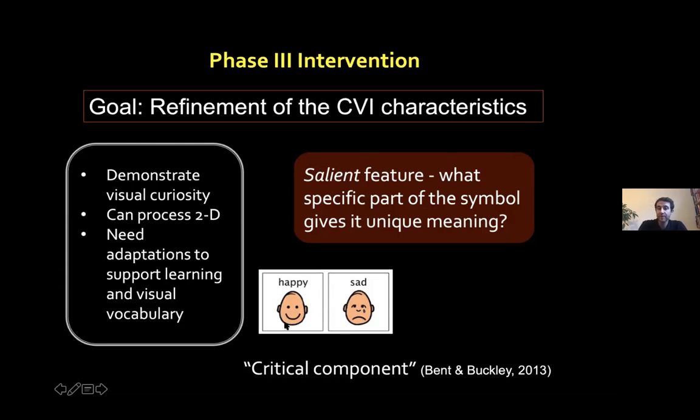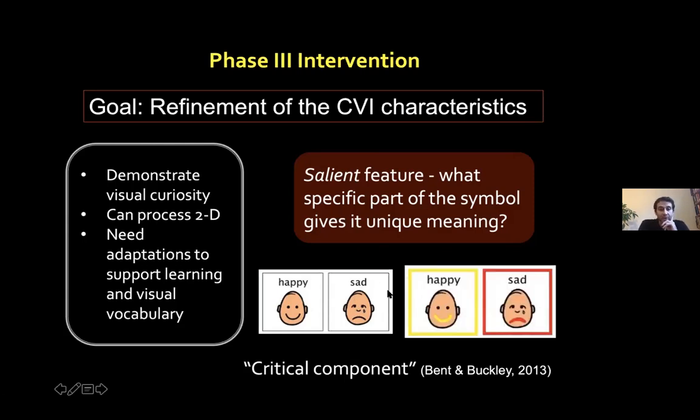So the salient feature of these images, of these little feelings cards, is the shape of the mouth. So for a child with CVI, we may think about highlighting a salient feature with a specific color, right? So we're going to highlight the smile in yellow. We're going to highlight the frown in red, right? We might also consider taking away the sight word.